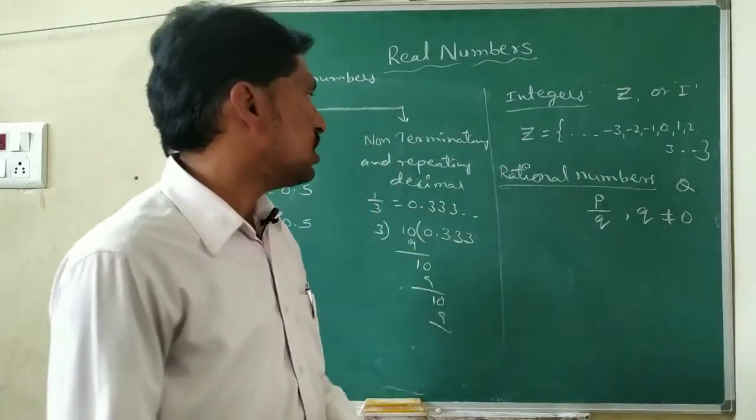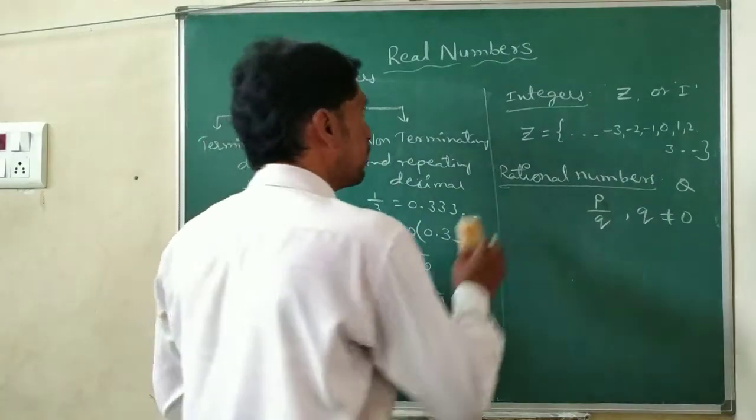So these are the rational numbers. Now, irrational numbers.